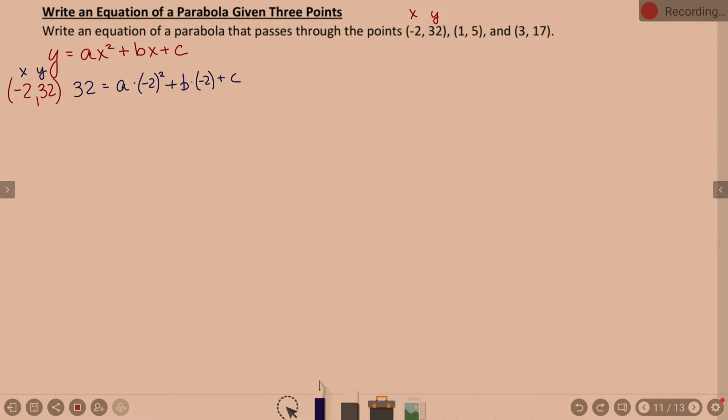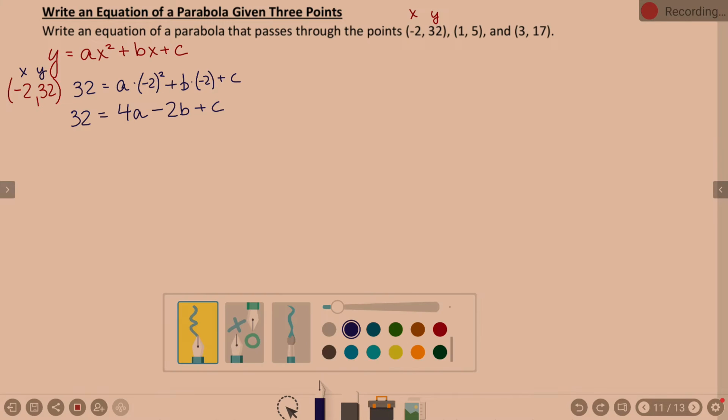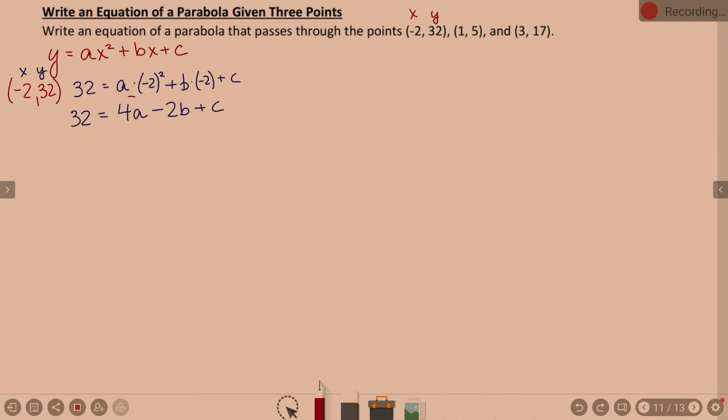I tend to kind of write it out this way, and then I'll clean it up. So if I clean it up, 32 equals, what's negative 2 squared? 4. So this is going to be 4a, b times negative 2, minus 2b, plus c. Okay, guys. This is our first equation.